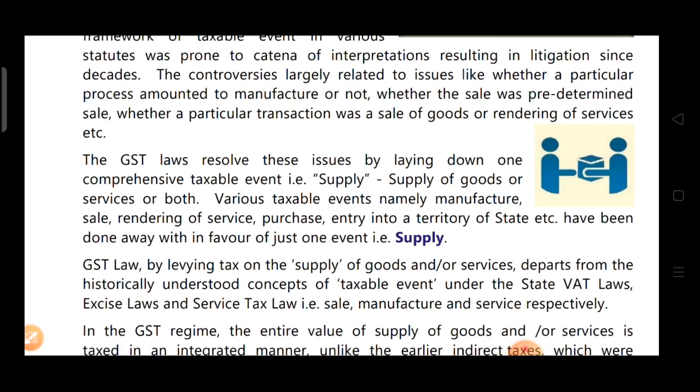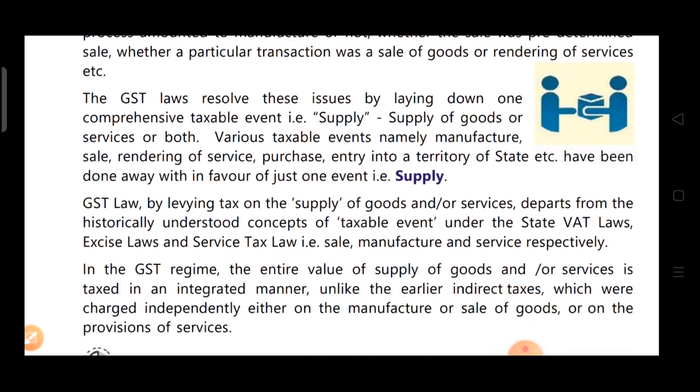Various taxable events, namely manufacture, sale, rendering of service, purchase, entry into a territory of a state, etc., have been done away with in favor of just one event, that is supply. So all this has just vanished. Now there is just one taxable event, that is supply.